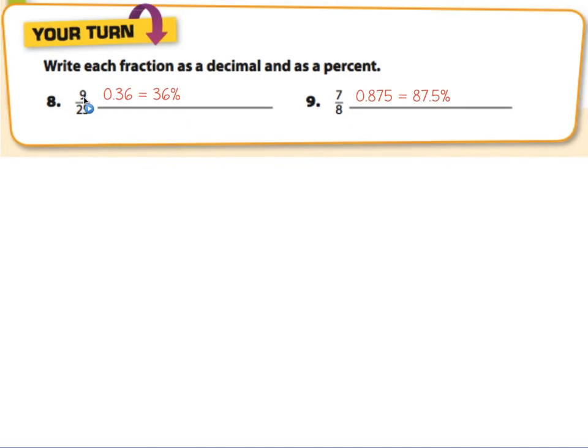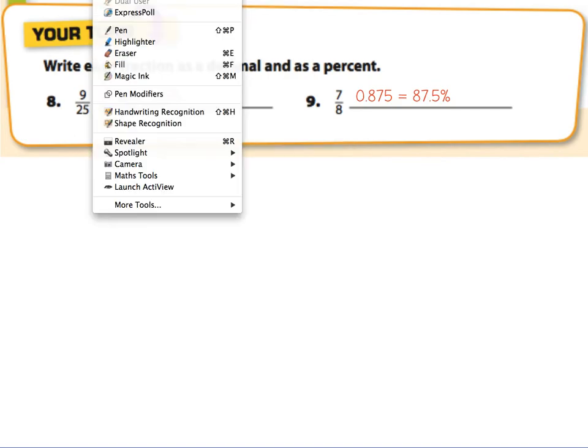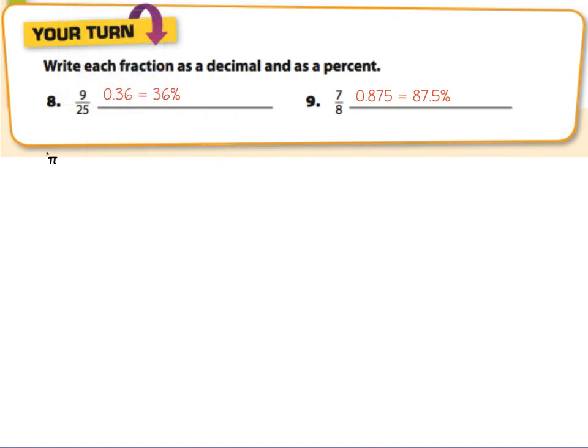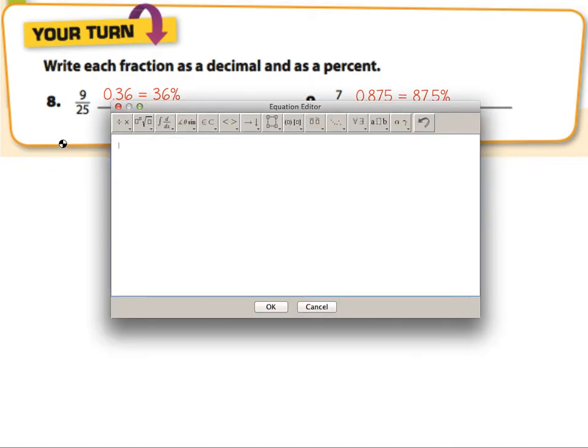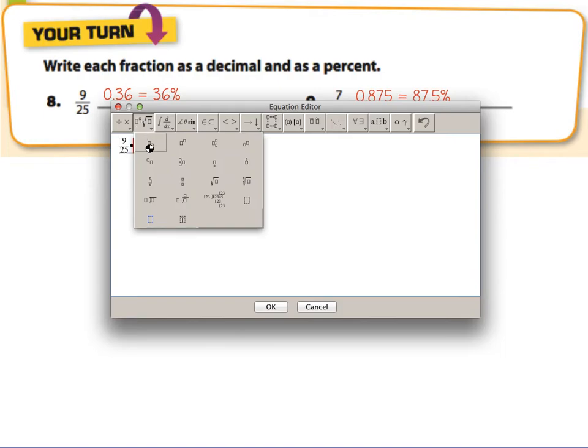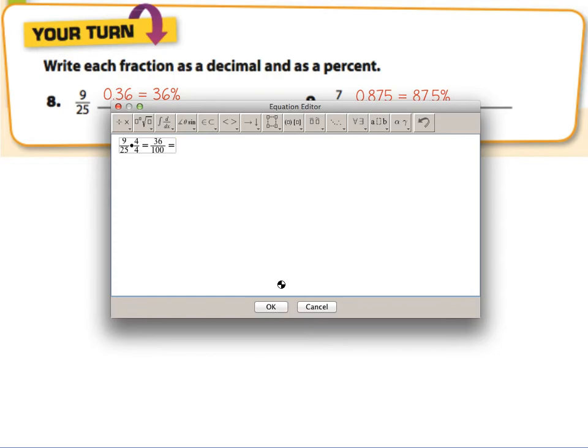So here you should have noticed that you could multiply both of these by 4 to get your answer. So I have 9/25. And if I multiply both of those by 4, I get that denominator of 100 that I'm looking for, so I can change it to a percent, and I get a numerator of 36. In doing that, I know that it's 0 and 36 hundredths, and that is equal to 36%.